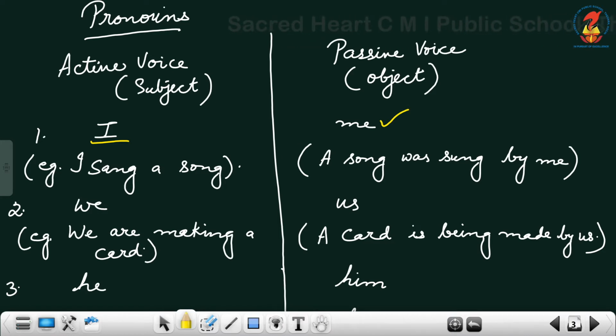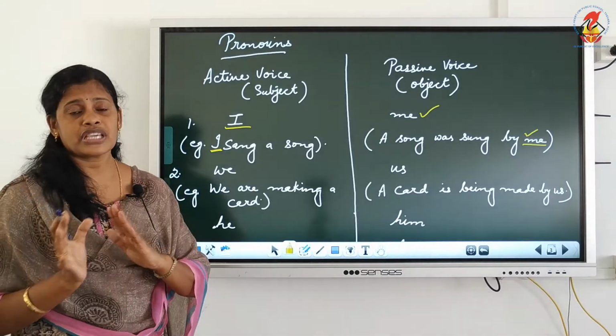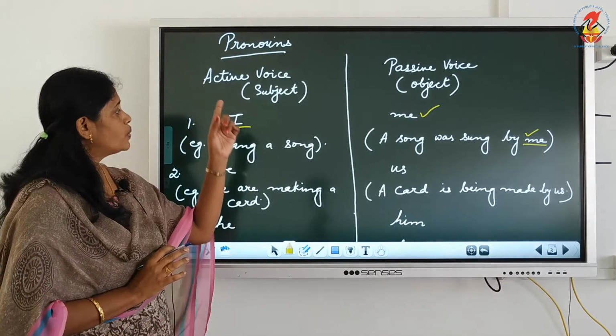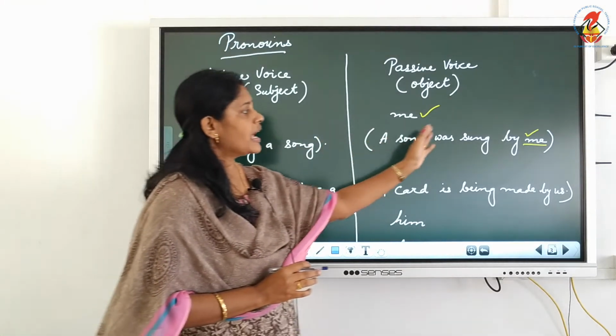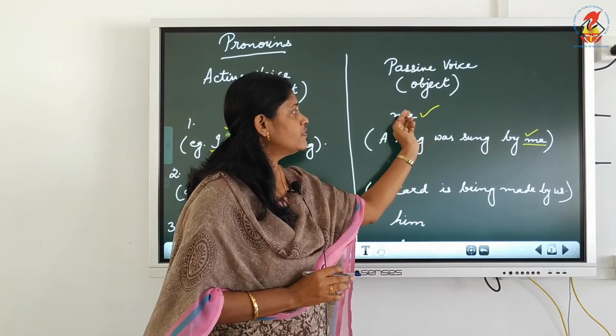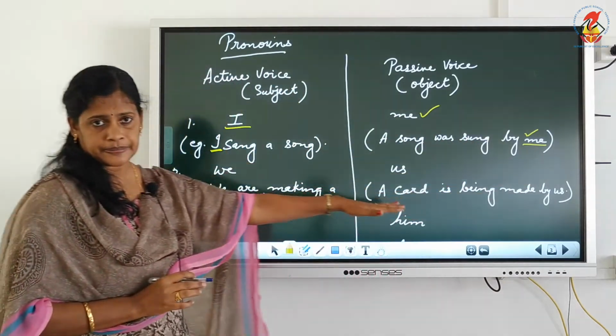It is I, a subject, in I sang a song. I is a subject here. But when you convert it into passive voice, a song was sung by me. You have written the word me. So from active to passive voice, pronouns generally change. The word I, which was a subject in active voice, became object and converted into the word me.